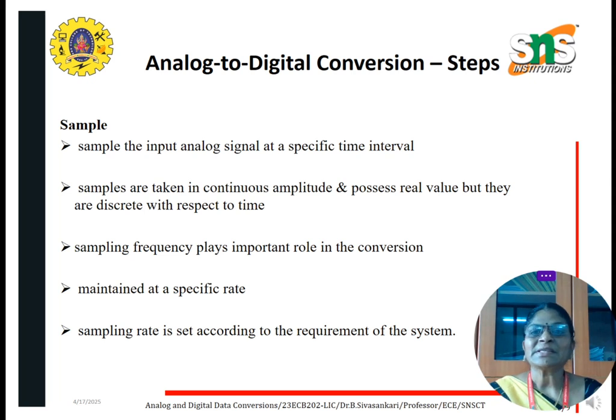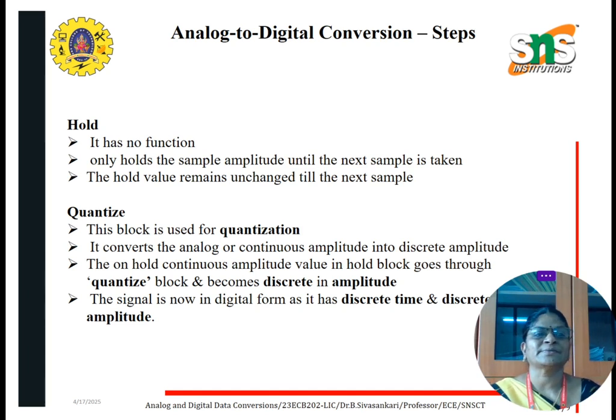First, sample. It samples the input signal at a specific time interval. The samples are taken in continuous amplitude and possess real values, but they are discrete with respect to time. The sampling frequency plays an important role in the conversion, and it is maintained at a specific rate. The sampling rate is set according to the requirement of the system.